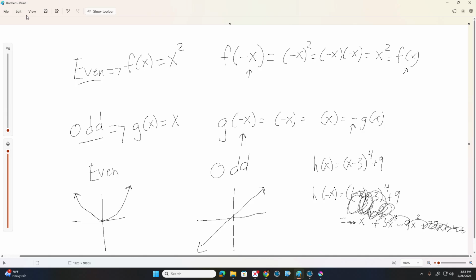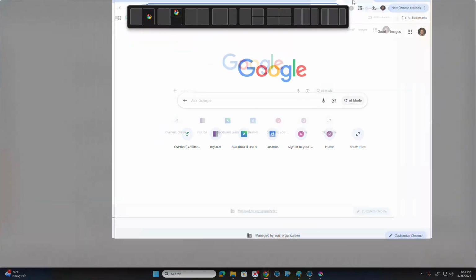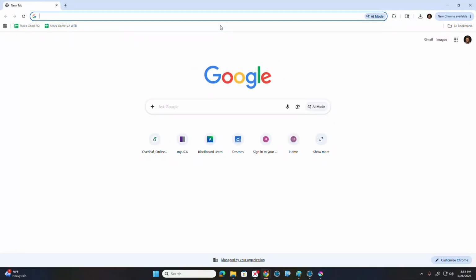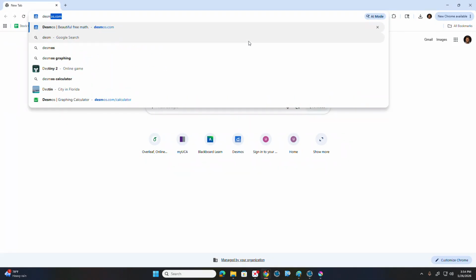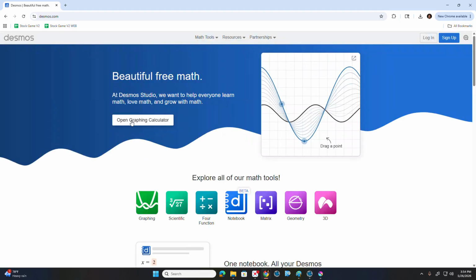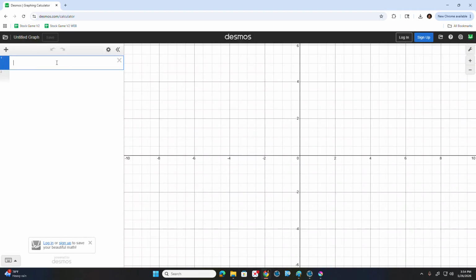So, what else can we use? Well, we do have something that we could use that hopefully I had a little bit prepared, which is that if we use something like a graphing calculator, and I'll be using the Desmos graphing calculator, if we type in what we just said, x minus 3 to the power 4 minus 9.